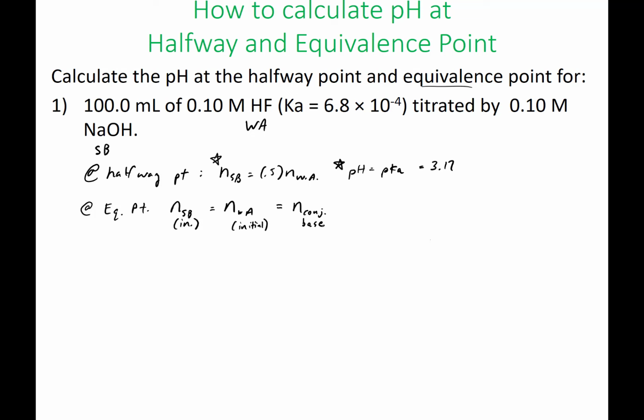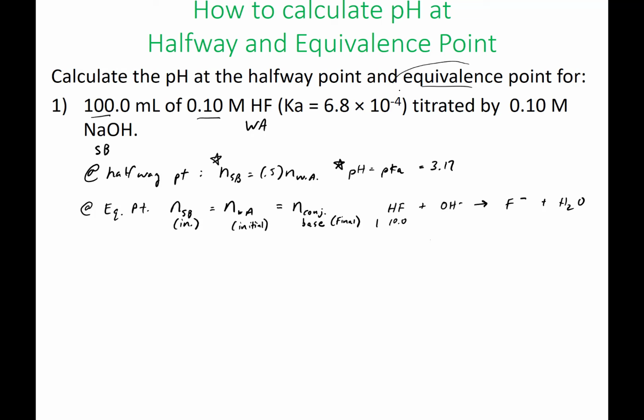So all three of these things are equal, and this is going to be what's on the final line of your ICE table. So it's going to be like this, your reaction. You're going to have your weak acid plus your strong base, and that's going to make your conjugate and water. Okay, so initially you have 100 times 0.1, so that's going to be 10.0 millimoles.